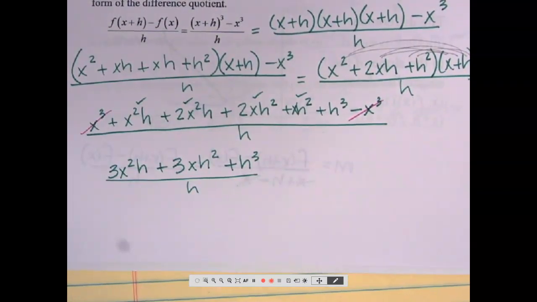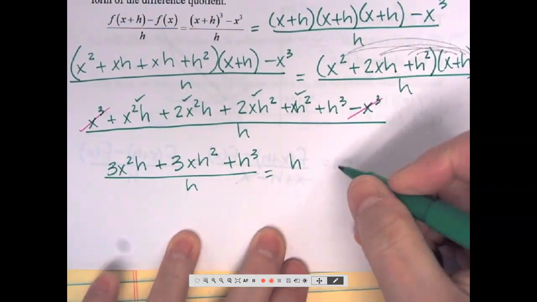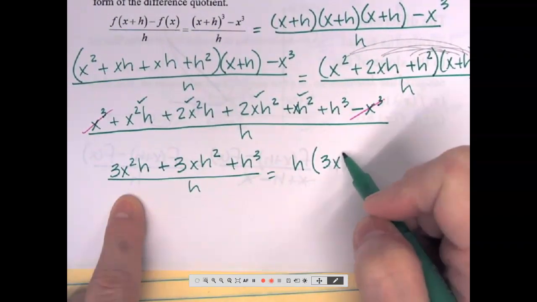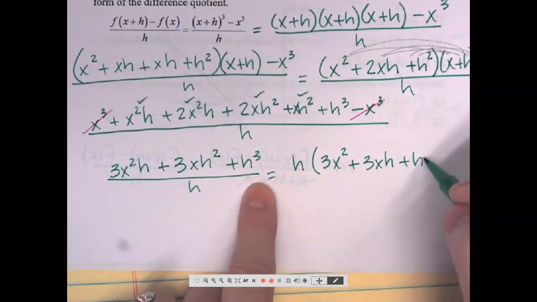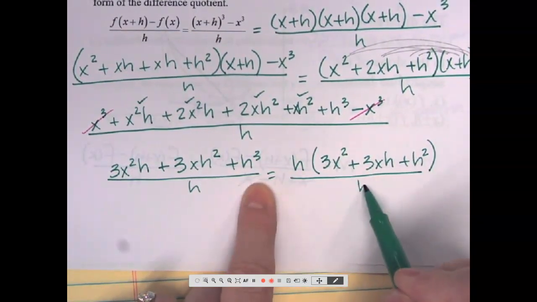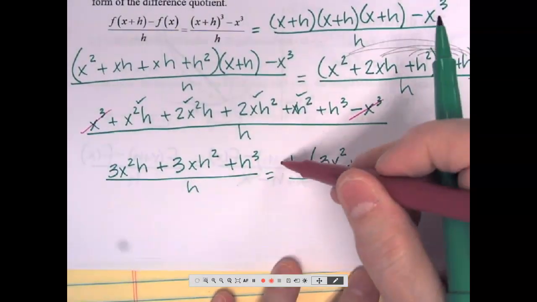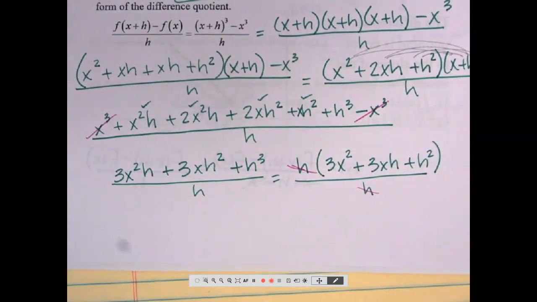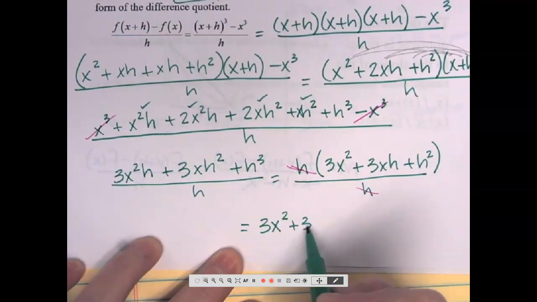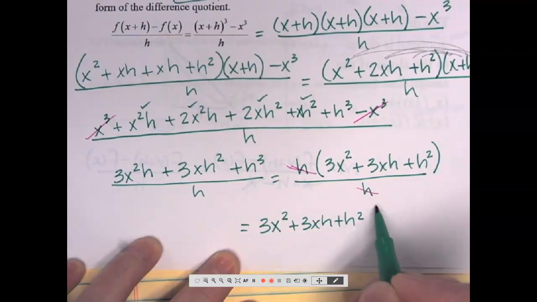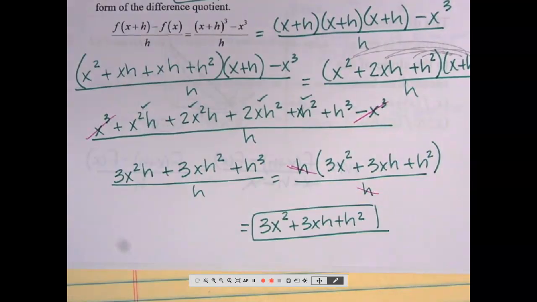Any questions? Do you notice that everything in the numerator has an h in it? Okay, so I can factor out an h: 3x squared plus 3xh plus h squared, all over h. Now I have a common factor that cancels, and I am just left with this crazy thing: 3x squared plus 3xh plus h squared. And that is called the difference quotient.